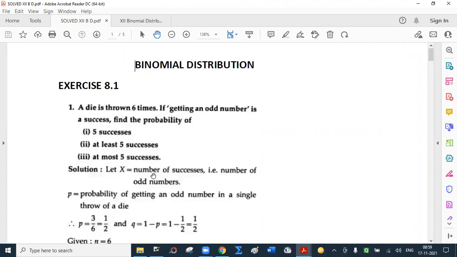Let capital X equal the number of successes, that is, the number of odd numbers, because getting an odd number is a success. So small p equals the probability of getting an odd number in a single throw of a die. Now when a die is thrown, the possible outcomes are 1, 2, 3, 4, 5, 6. Out of these 6, 3 are odd: 1, 3, 5. So the probability of getting an odd number is 3 by 6, that is half. So the probability of not success, that is failure, is 1 minus half, that is again 1 by 2.